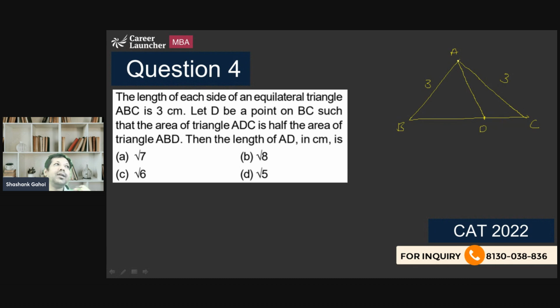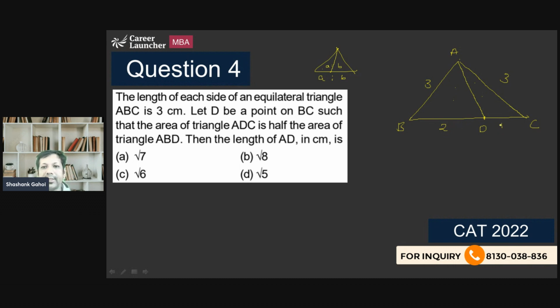If you remember, in the last session of geometry we learned that if you join the vertex and base, and the ratio of bases is A is to B, then the ratio of area will also be A is to B. Now, the ratio of area is 1 is to 2, so the ratio of bases will also be 1 is to 2. So this is going to be 1, this is going to be 2, and it is exactly 1 and 2 itself because the total side length is 3.